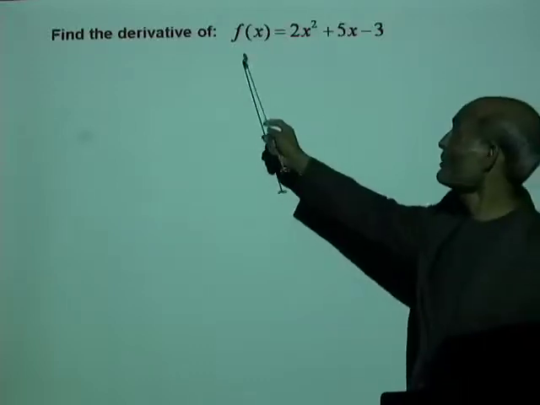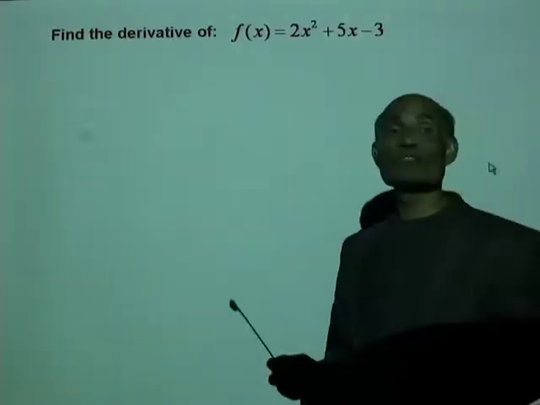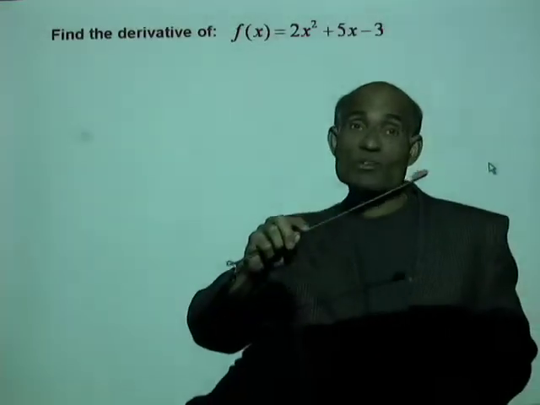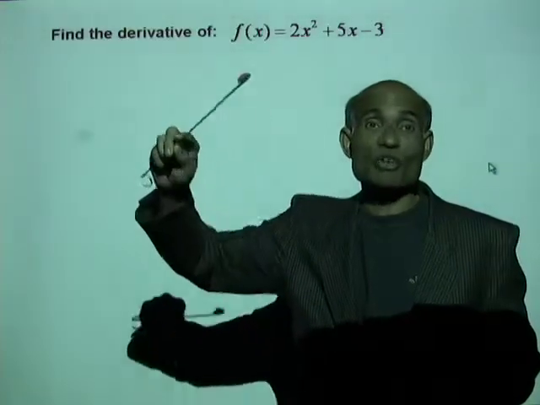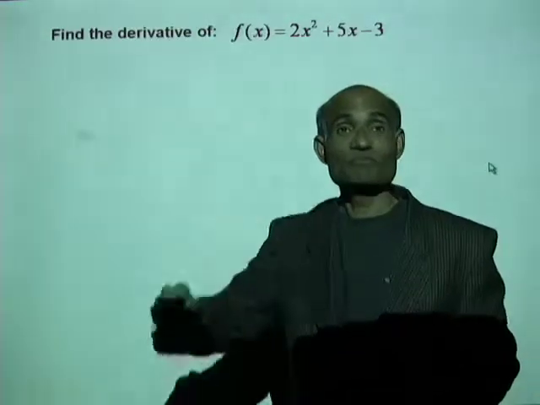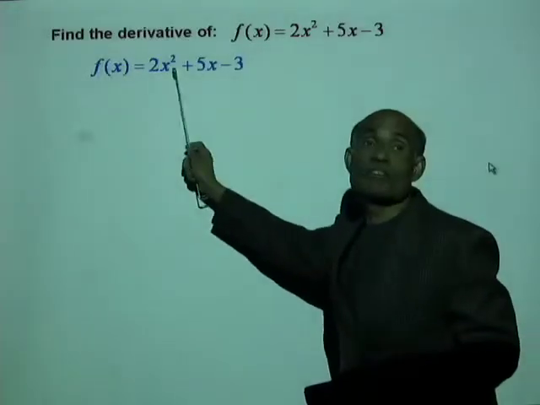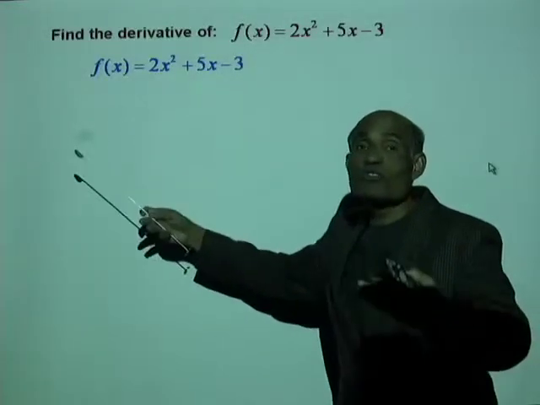Another function. Look at this. f of x equal to 2x squared plus 5x minus 3. If you know how the graph of this quadratic function looks, it'll be a curve, curving up. Is that right? Okay, so this is your f of x. We start with the f of x. What is the next step?